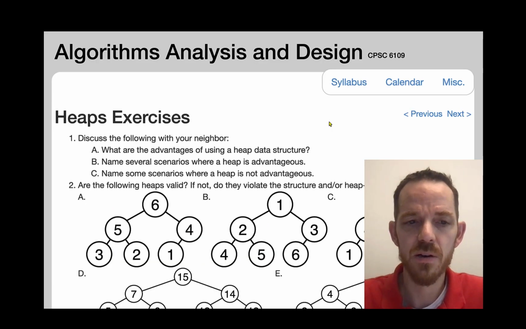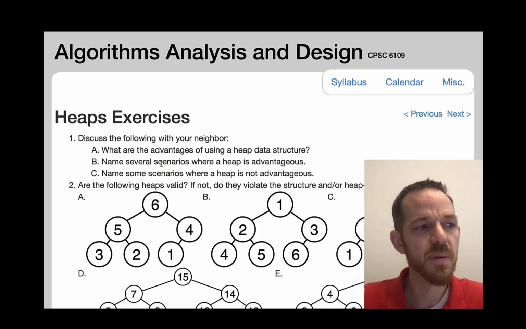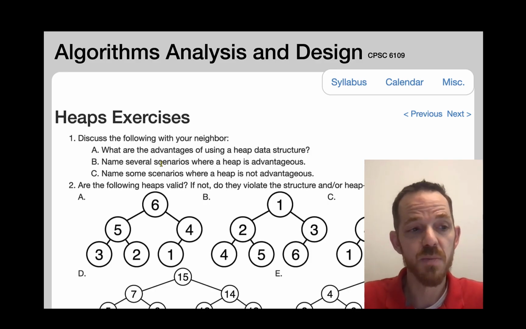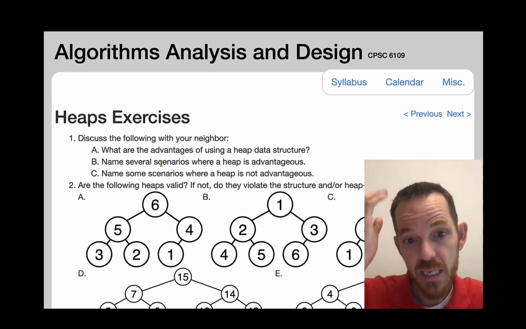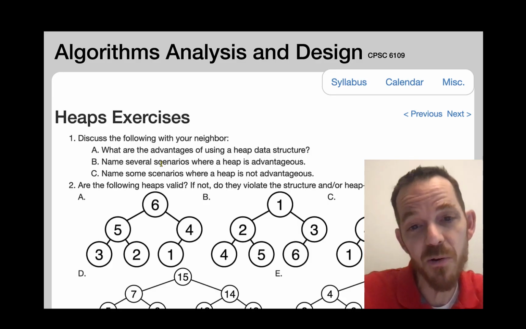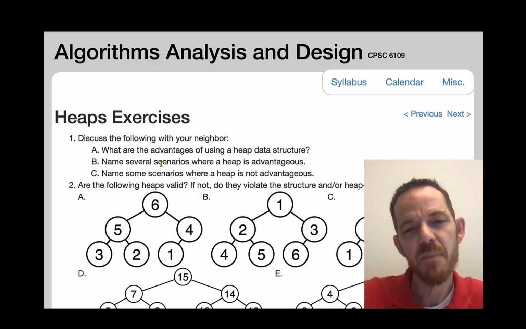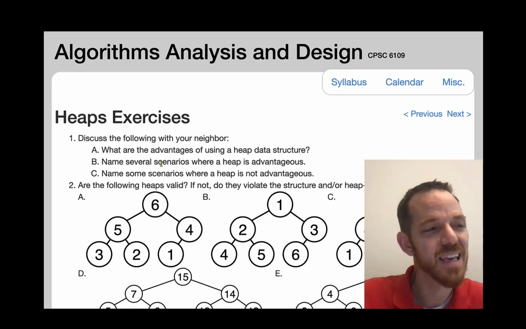Also for today on our schedule was heaps. Heaps are awesome. I like heaps. Some scenarios where a heap is advantageous would be a 911 call center, or a hospital triage situation, like an emergency room, where you want to take care of the highest priority. Do we have no breathing or a head wound or things like that? I've been in various categories of those, or at least with my family members over the years in the waiting room, and so I always think about that when I'm in the waiting room.